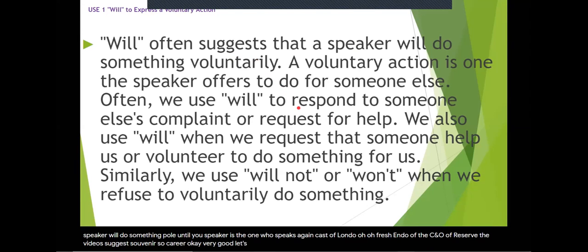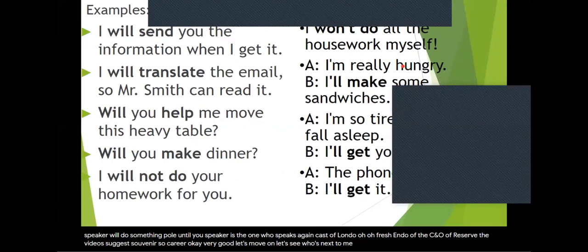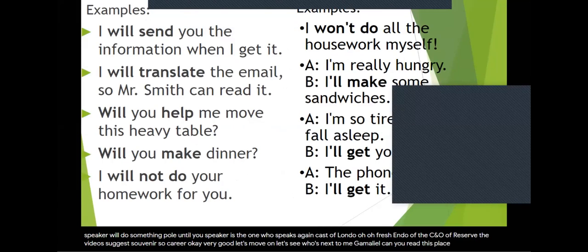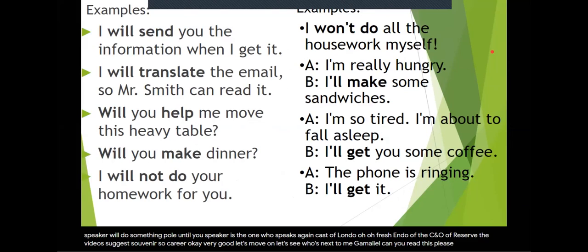Let's see who's next to read. Hey, Gamaliel, can you read this, please? Okay. Example. I will send you the information when I get it.